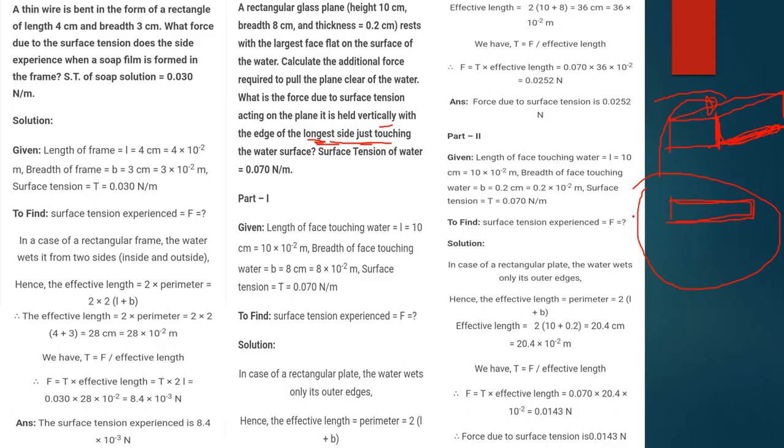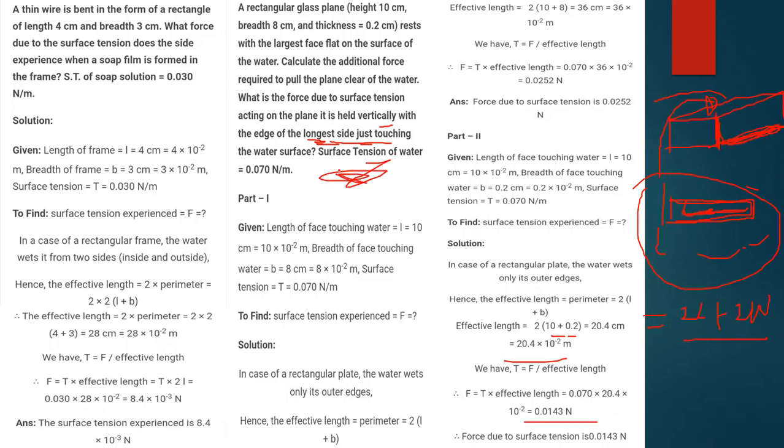Kwa it means this time the effective length itakuwa ni only one side kwa sababu ndani ni solid, maji hayawezi kuingia au soap au whatsoever liquid it is. Kwa the effective length we just have the perimeter itself 2w. Okay, so tuna sum hapo kwa the length ambayo ni 10 na breadth ambayo ni 0.2. So we put in the number na kupata effective length multiply na surface tension unapata force.